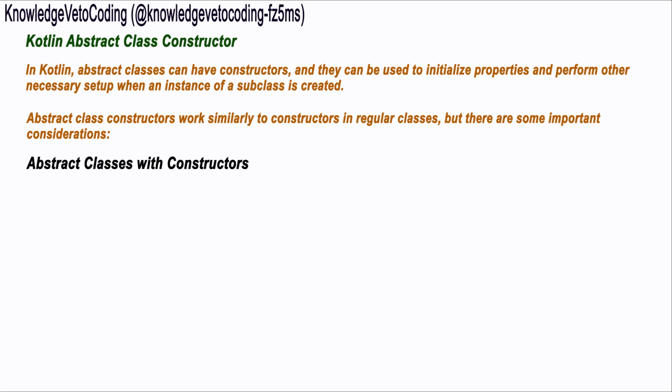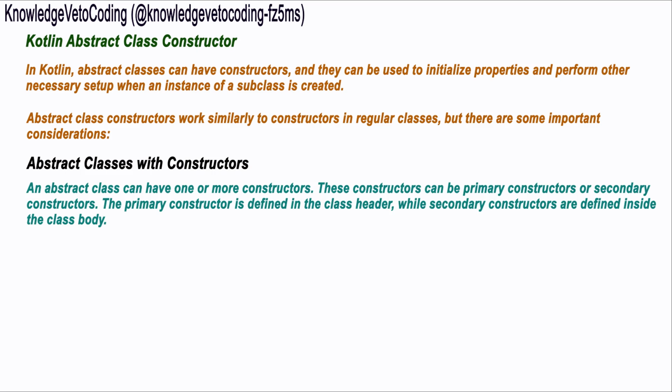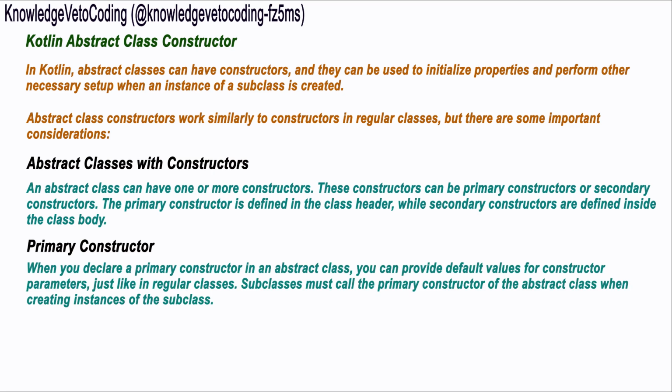Abstract classes with constructors. An abstract class can have one or more constructors. These constructors can be primary constructors or secondary constructors. The primary constructor is defined in the class header, while secondary constructors are defined inside the class body. Primary constructor. When you declare a primary constructor in an abstract class, you can provide default values for constructor parameters, just like in regular classes. Subclasses must call the primary constructor of the abstract class when creating instances of the subclass.